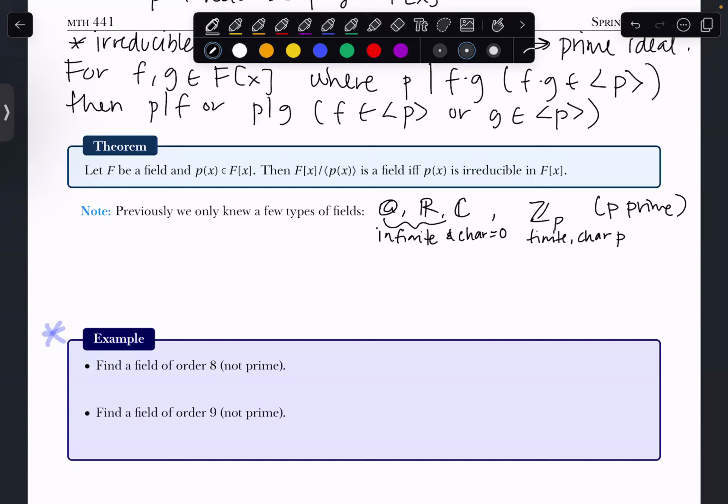Okay, so again, we do know the only characteristics possible are zero and p. That's not going to change, but we are going to have different orders showing up other than infinite order and prime order, right? We already saw one example of 2 squared, or 4, showing up here. Okay, so if I think of a field K, we're going to go through the possible orders and see if we have any examples of these.